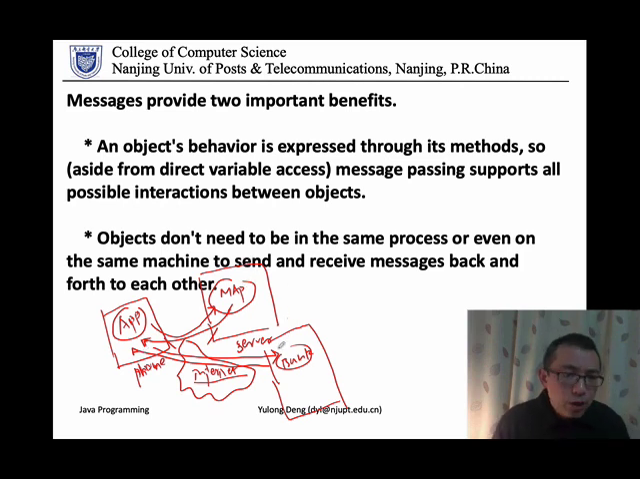So these objects are not on the same machine. They are on different machines, different computers, and all these computers are connected with each other through the internet. This is the idea of messages. We use messages to connect all these objects together, so they communicate with each other, and we use this to build our system.